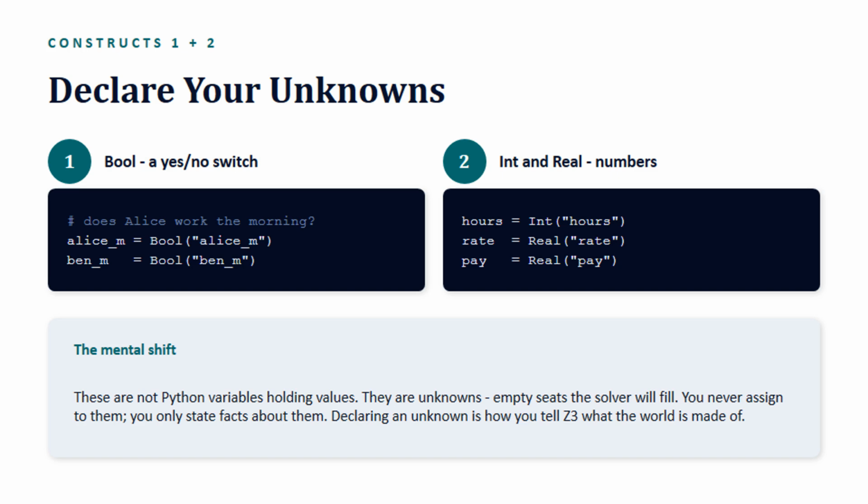Constructs 1 and 2, declaring unknowns. A Bool is a yes-no switch, exactly the switches from episode 2. Does Alice work the morning? One line: Alice_m equals Bool of that name. An Int is a whole number unknown, like hours. A Real is a decimal unknown, like an hourly rate or a pay total.